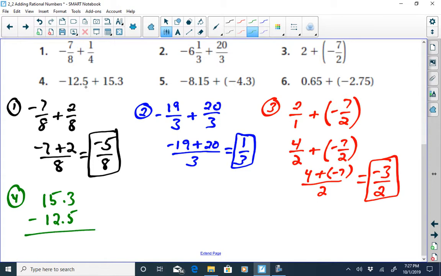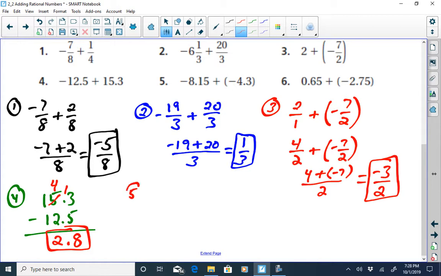So when we subtract them, I can't subtract 5 from 3, so we borrow, rename, that becomes 13. 13 take away 5 is 8. To make sure we put a decimal point in our answer, 4 take away 2 is 2. Right? So we would have 2.8. Now it's a positive 2.8 for our answer because I have more positive than I do negative. So 2 8/10 would be my answer for number 4.